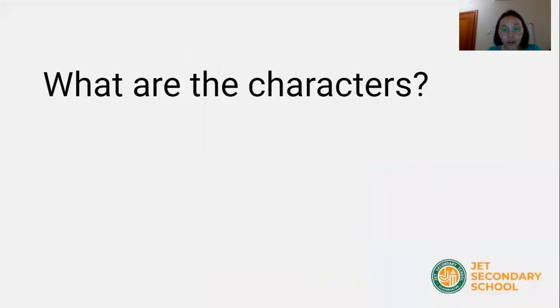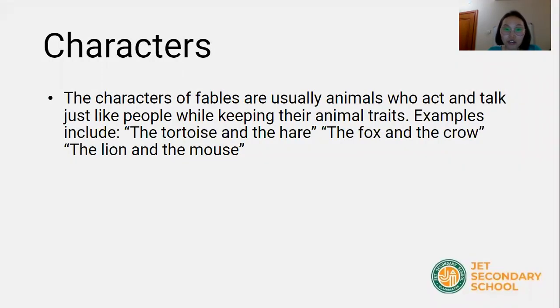So who or what are the characters in fables? The characters of fables are usually animals who act and talk just like people while keeping their animal traits. Examples include the tortoise and the hare, the fox and the crow, the lion and the mouse. This kind of fable is quite popular and people mostly know them, and they teach us important morals and lessons.